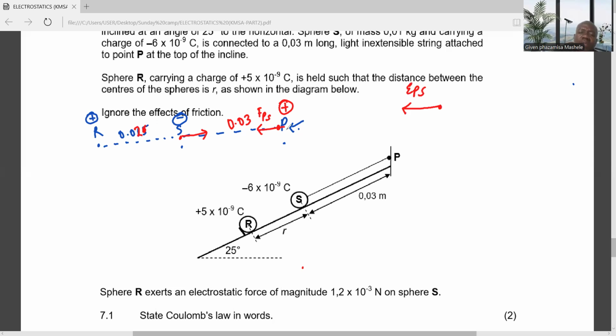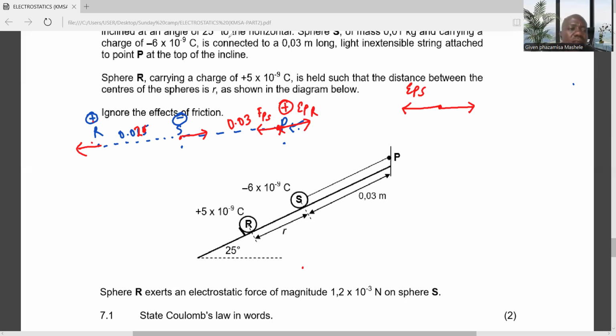Then how about the electric field at point P due to R? They're both positive, so they will have a repulsion. So this is the electric field at P due to R. The electric field at P due to R will be directed to the right, but it's the one that will have the smallest magnitude. Why? Because the distance between P and R is 0.05. We're adding 0.02 and 0.03, which is 0.05, or 0.045 if we do not round to two decimal places, especially for the distance.